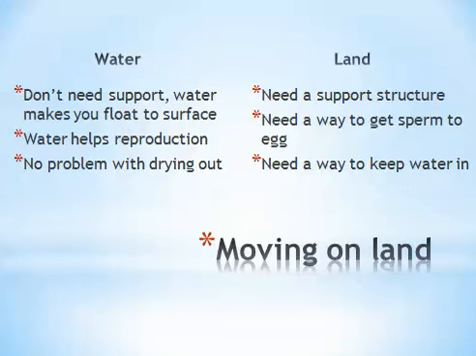Plants first evolved in water. In water, many needs were taken care of. In order to move onto land, plants had to evolve and change. The chart on this page illustrates what was needed to move onto land.